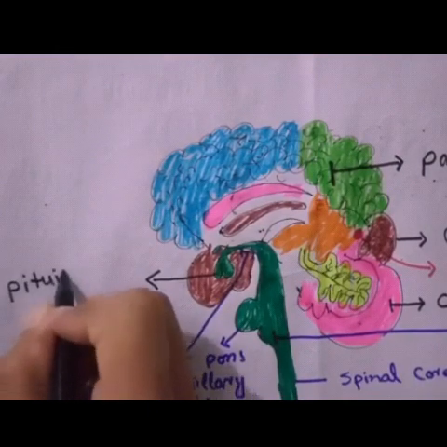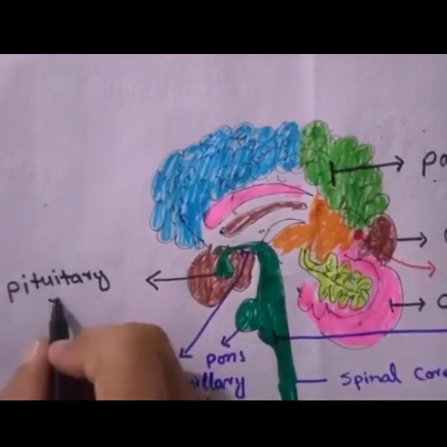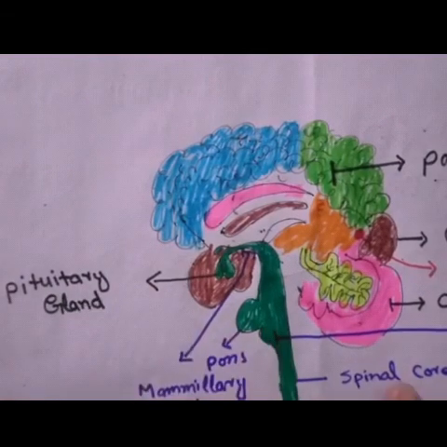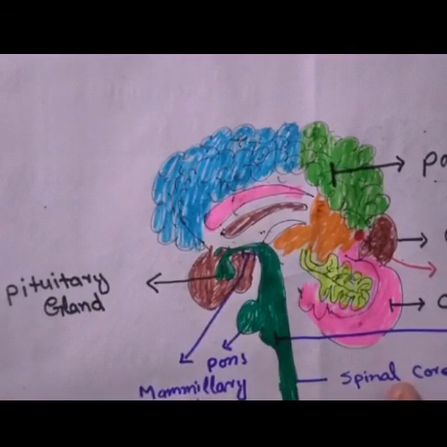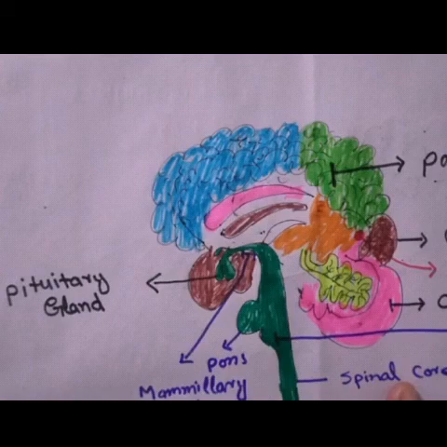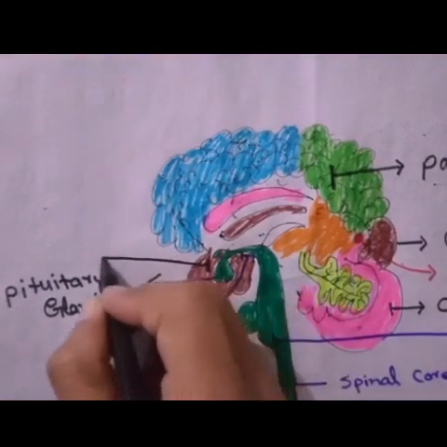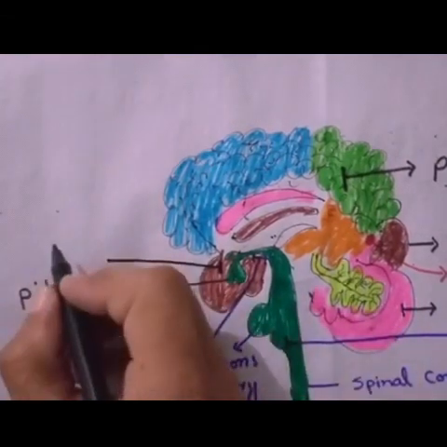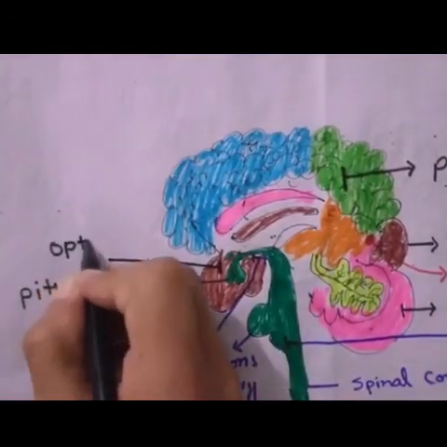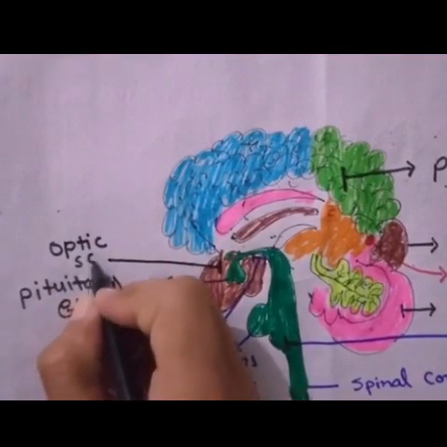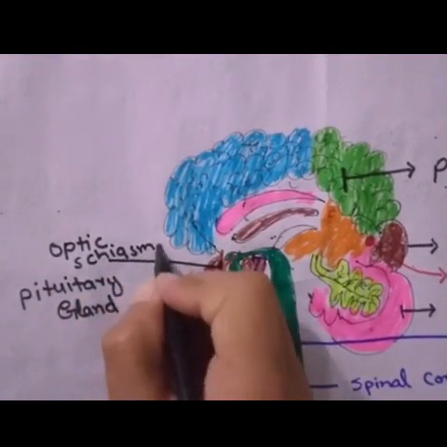The pituitary gland is divided into two parts, the posterior pituitary and the anterior pituitary, which secrete growth hormone, luteinizing hormone, follicle stimulating hormone, prolactin, oxytocin, and other hormones. It is located here.